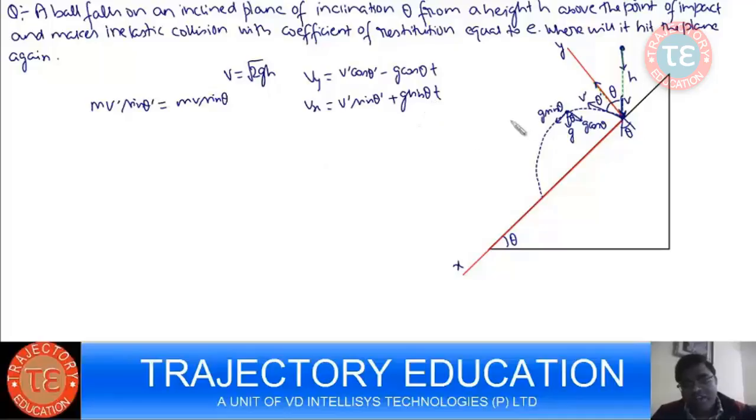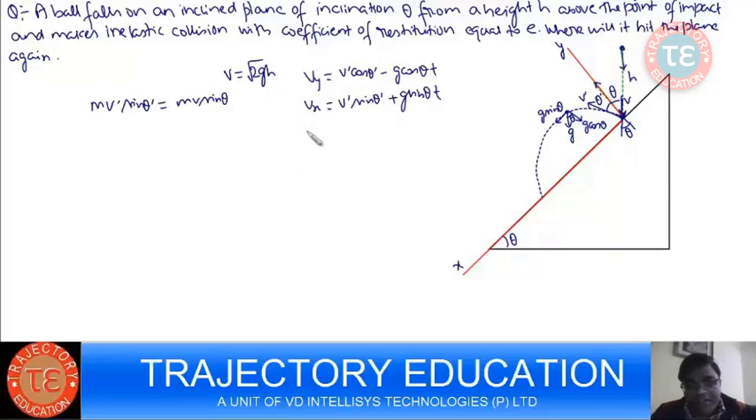When theta is 0, the equation becomes the equation of a projectile on a flat surface. But this is the general equation for the inclined plane. I hope you are getting it. This g cos theta is going to decelerate the ball in the y direction, and this g sin theta is going to accelerate the ball in the x direction.